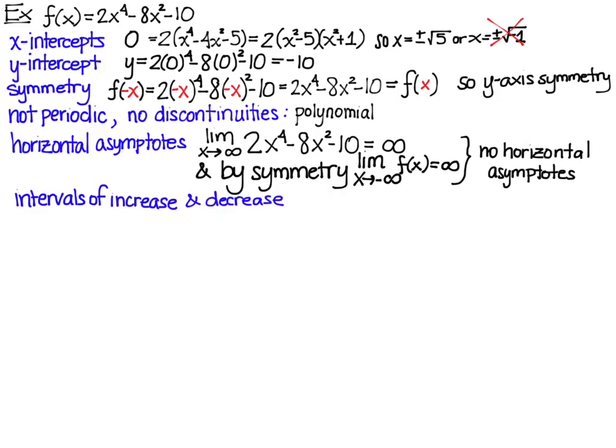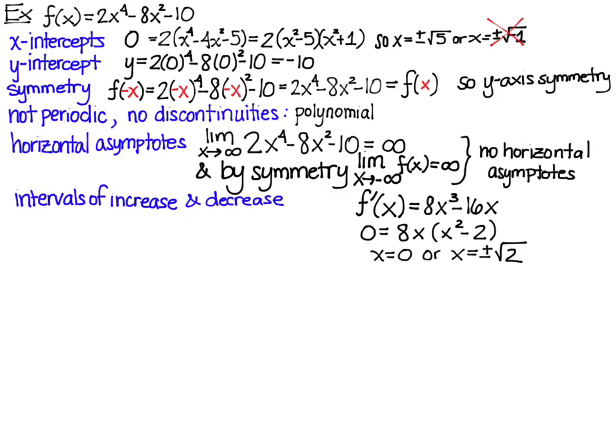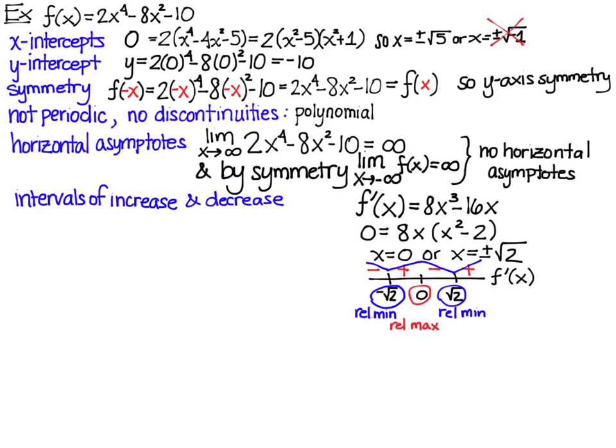Next, we want to look at intervals of increase and decrease. So we evaluate the first derivative, find the critical values of it, and then plot them on the number line. We now plug in values in each interval into the derivative to see whether the function is increasing or decreasing on each of those intervals. From this, we can find relative mins and relative maxes.